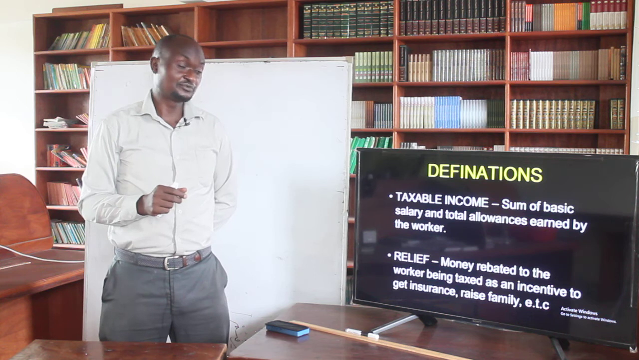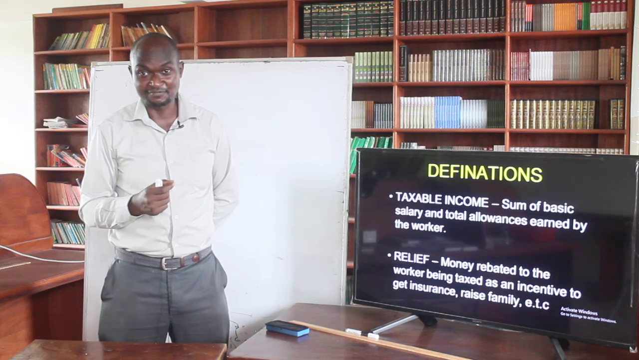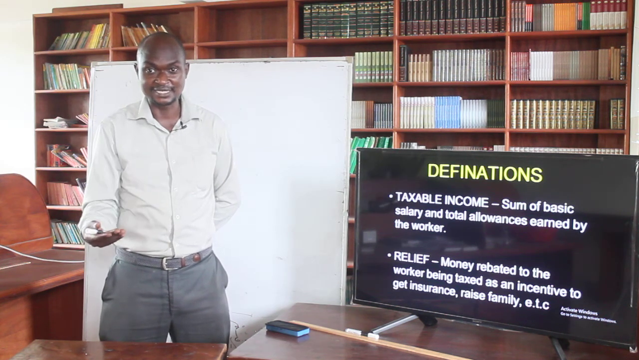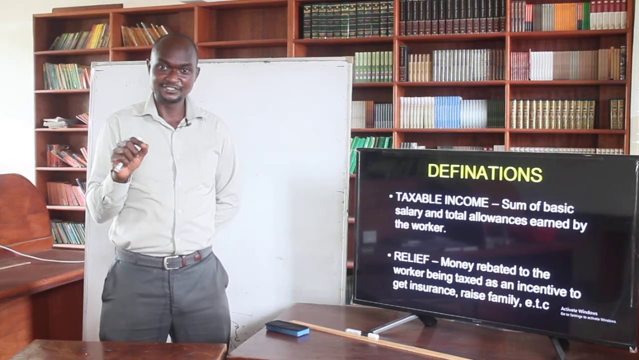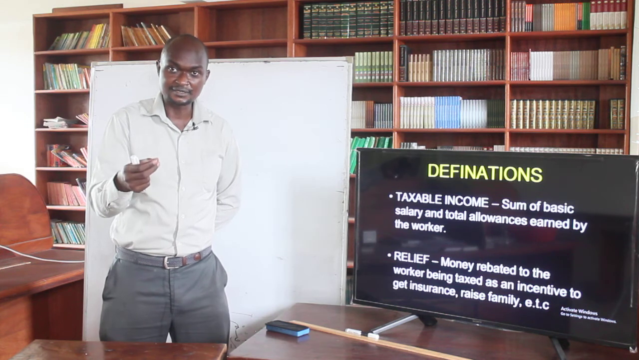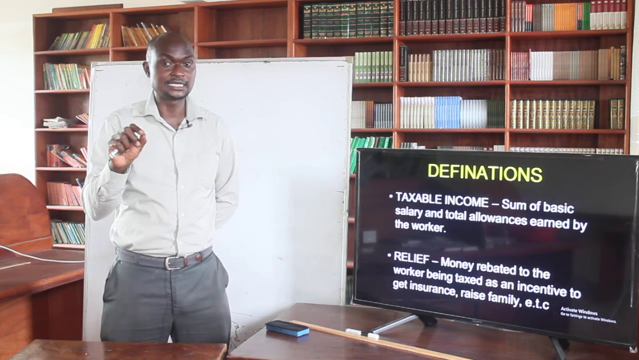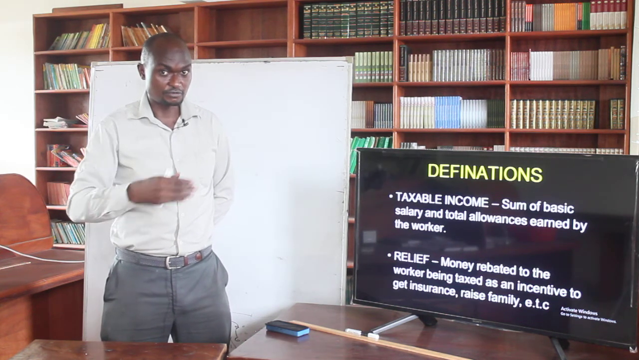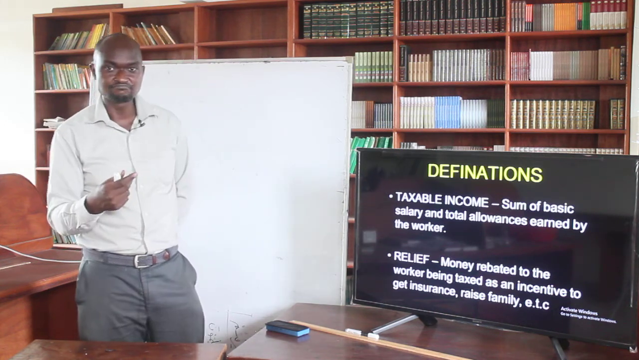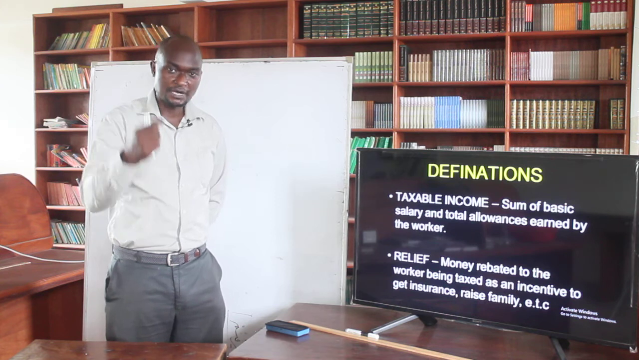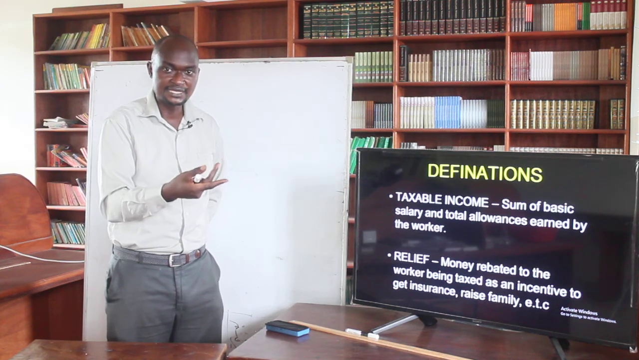There are countries which will give people what you call marriage relief to encourage people to get married. There are countries which will give what you call child relief to encourage people to have children. Those are countries with very low population growth. So relief is money given back as an incentive for a particular function to the person who is earning money and paying taxes.